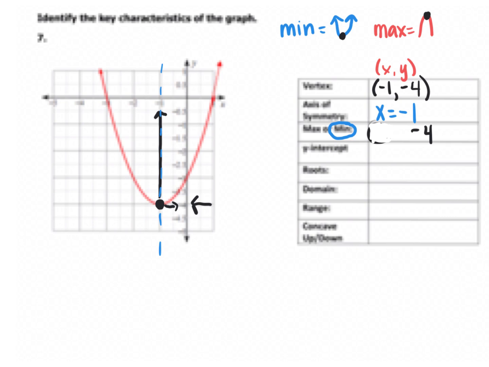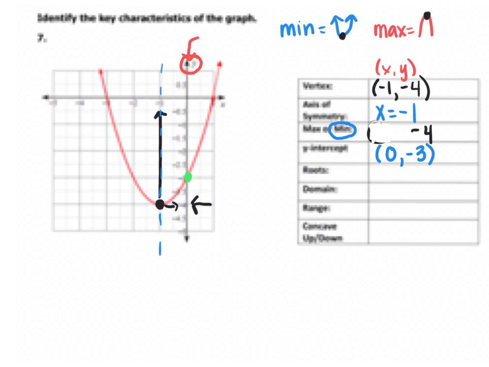All right, y-intercept. Well, the y-intercept is where my graph crosses my y-axis. This is my y-axis. It's labeled. Well, if I go down my y-axis, my graph crosses right there. That means it's at -3. So when I write this point, I'm going to say (0, -3).